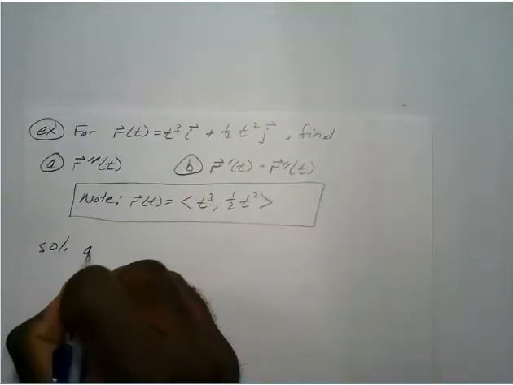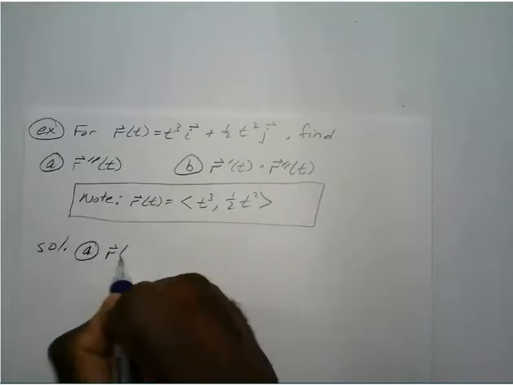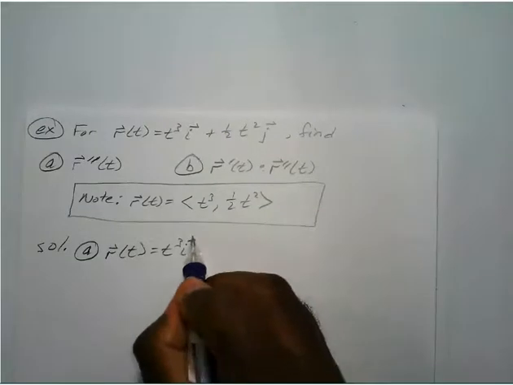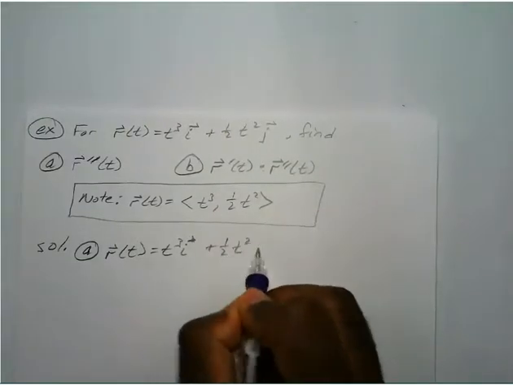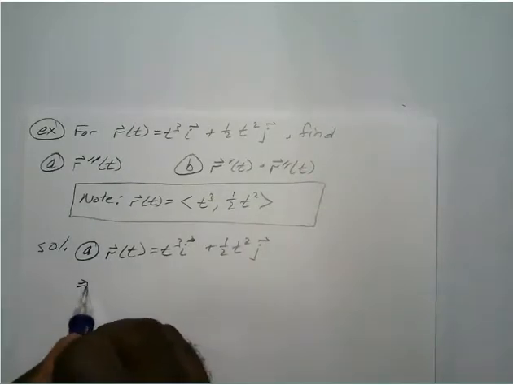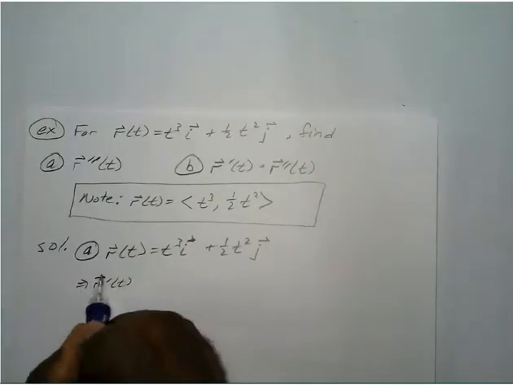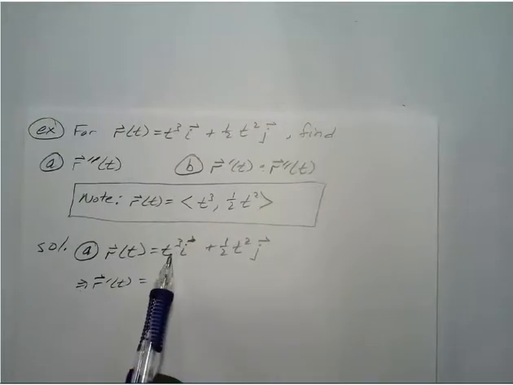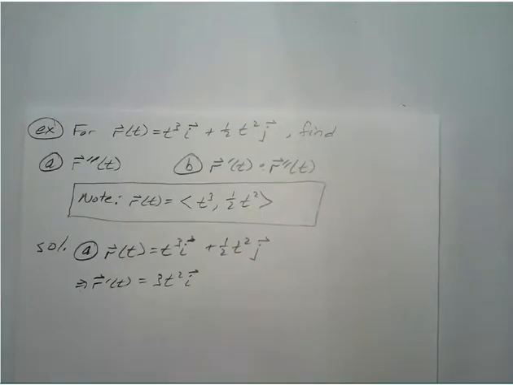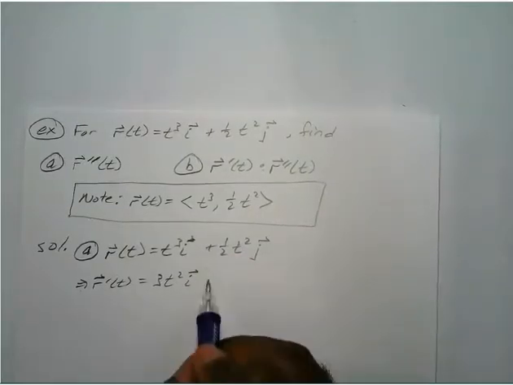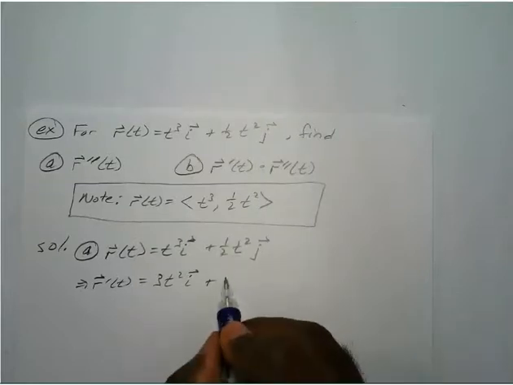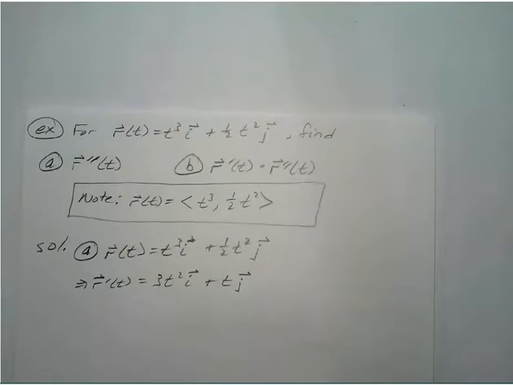So for problem A, we know we have our r of t equals t to the third times the i vector plus 1/2 t squared times j vector. Now, derivative of that, okay, so you have the derivative of t to the third, which is 3t squared times your i vector plus 1/2 t squared. 2 comes down, they cancel out, so you just have t times j vector.